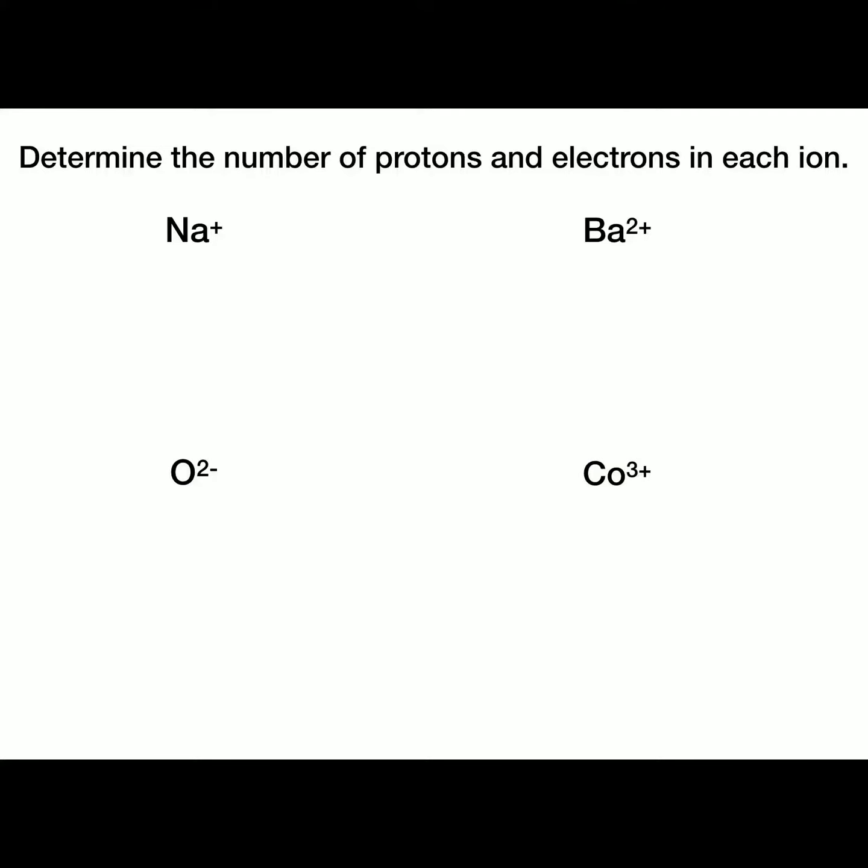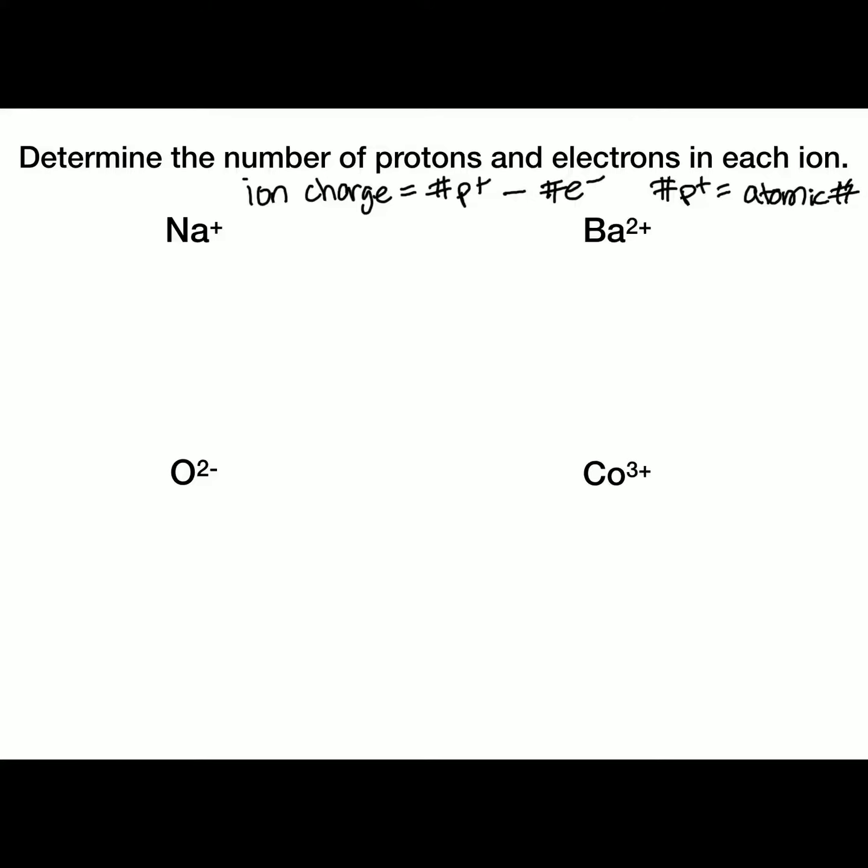Our first problem is to determine the number of protons and electrons in each ion. Now to do this, we need to know two things. First is the ion charge equation. So that is ion charge equals the number of protons minus the number of electrons. The next thing we need to know is that the number of protons is equal to the element's atomic number.